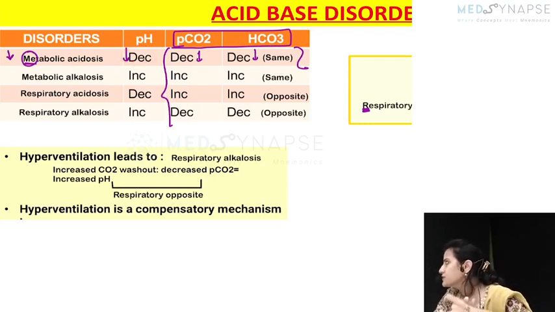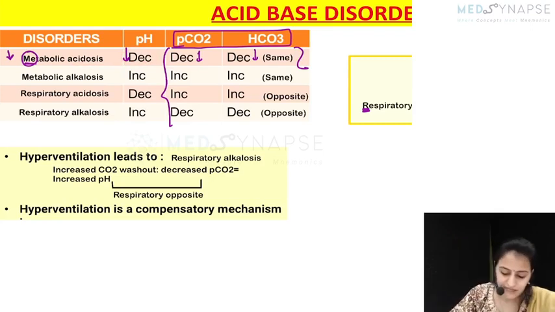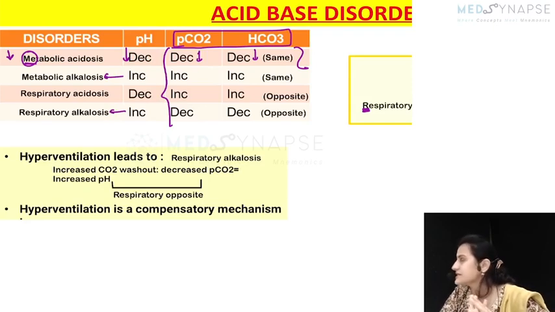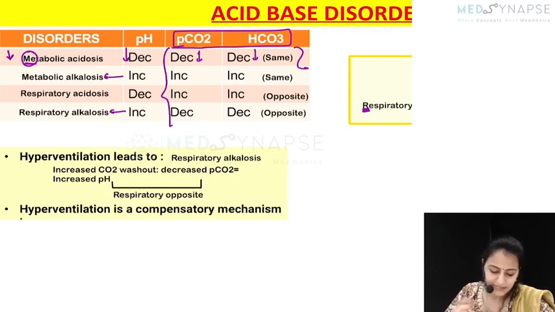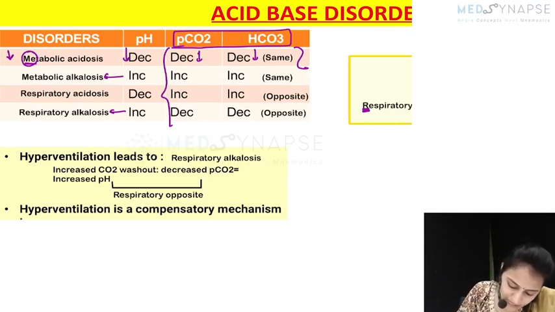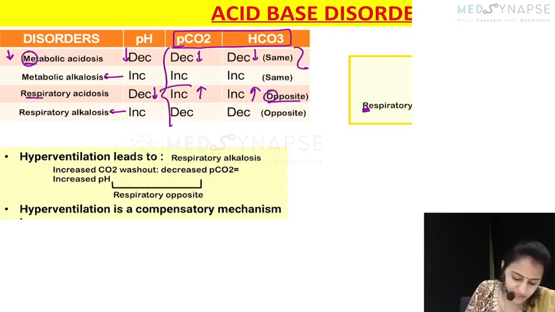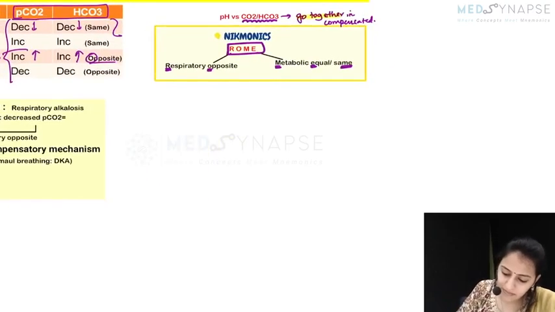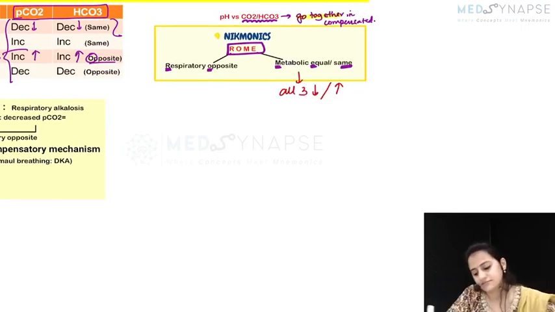Whenever you are asked to identify what disorder it is, first look at the pH. If the pH is low, it is acidosis; if the pH is high, it is alkalosis. Next, see whether it is respiratory or metabolic. How will you decide that? If the pH is decreased and the rest of the two are decreased, it's metabolic. If the pH is decreased and the rest of the two are increased, it is what change? Opposite. So this is respiratory. Remember, in metabolic, equal or same means all three decrease or all three increase. All three go in the same direction: pH, PCO2, bicarbonate.